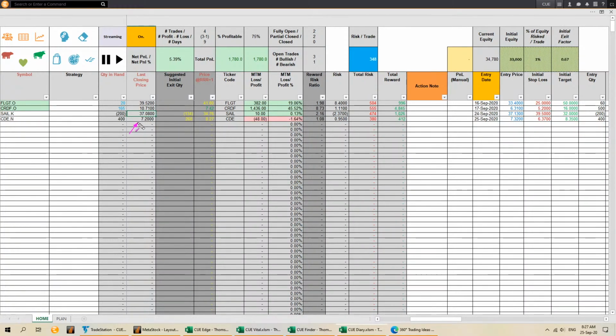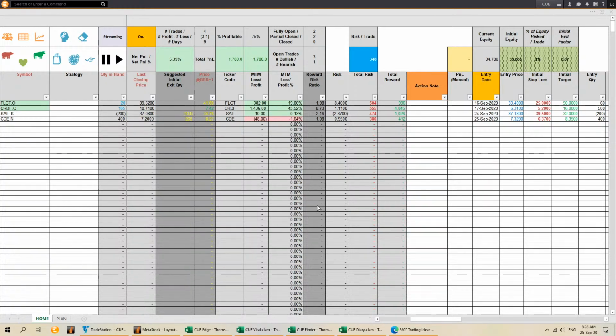It also shows me the last closing price 7.2 and the ticker symbol. The ticker symbol is useful if you are using brokerage platforms like TradeStation. In that case, you may not use the Thomson Reuters symbol, which is CDE.N in this case. In that case, you would use CDE, the ticker symbol. And my current quantity in hand is 400 because that is what I traded and I didn't exit any trade.